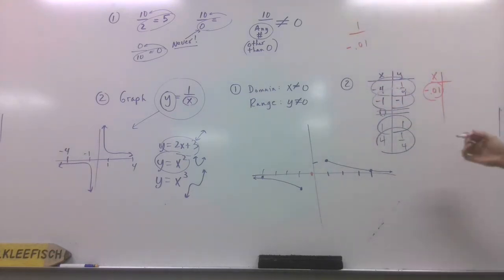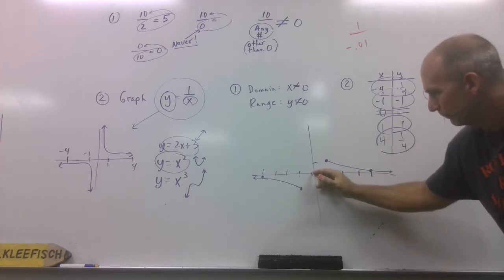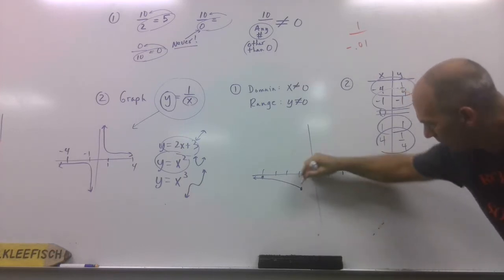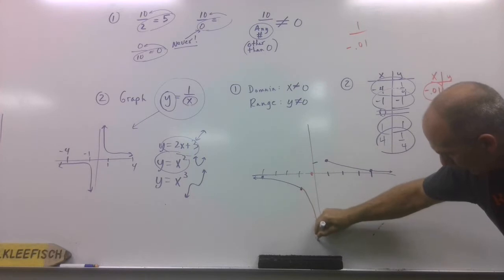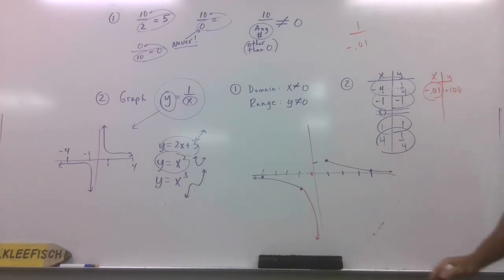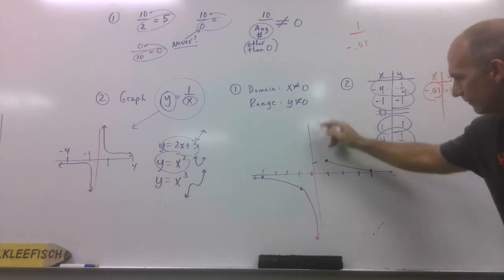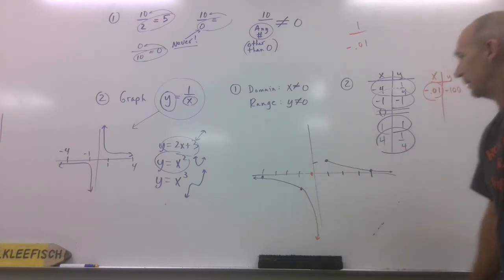Now you can put that in your calculator if you want. That's going to be negative 100 for my y value. So as you can see, it's over a tiny bit, but then it goes screaming way down. So the rest of my graph is going to go like that. But it never crosses the y-axis. Okay, we're going to talk about that in a minute.